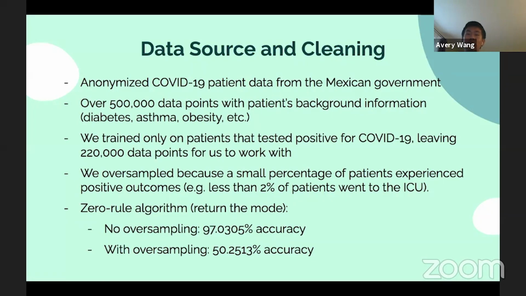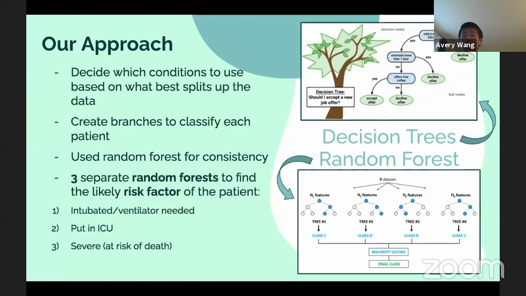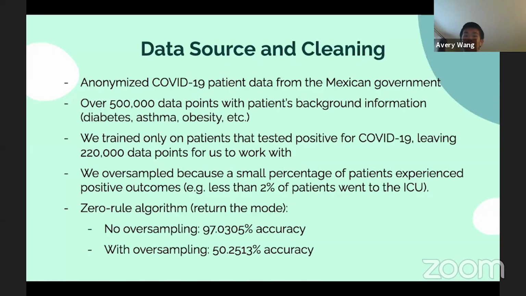So by oversampling, we used SMOTE, which stands for Synthetic Minority Oversampling Technique. And basically, it inserts synthetic data into the minority class in order to balance out the ratios. And by doing this, we got back to a normal 50% accuracy.